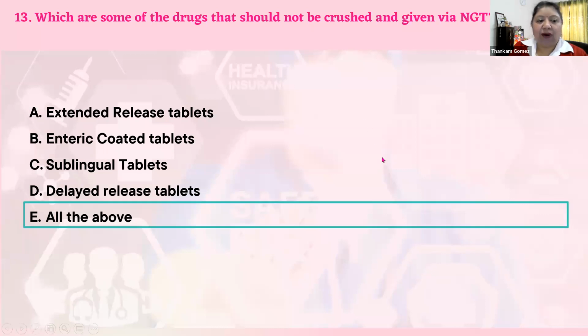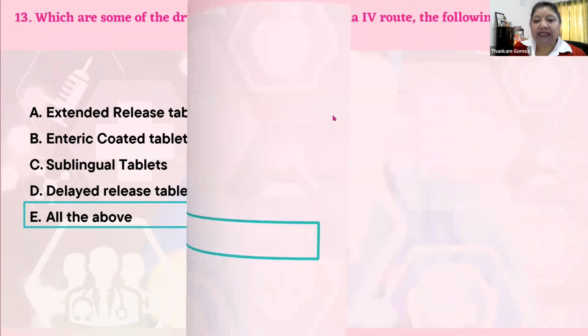Okay. It is E, all of the above. The word could be different for different kinds of extended release, enteric coated, sublingual, of course, that it has to go under the tongue, so you cannot give it to the NGT. But A, B, and D, all of them are sustained release ones. They are all called sustained release, so they have to reach a certain part of the intestine for it to work the way it is intended to work. So you cannot crush and give it to them, right? So this needs to be kept in mind so that you don't make a mistake.